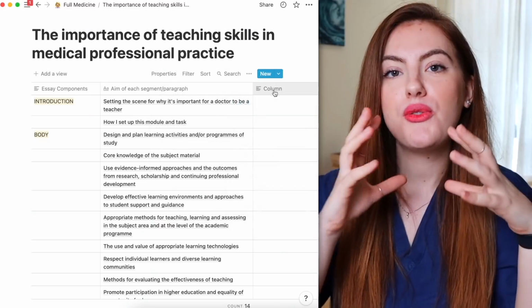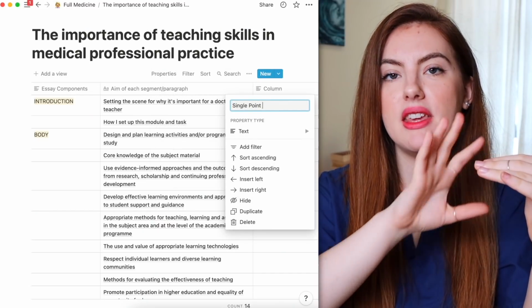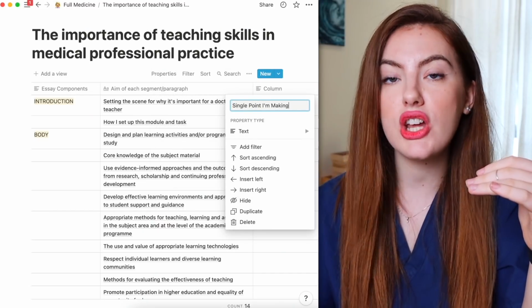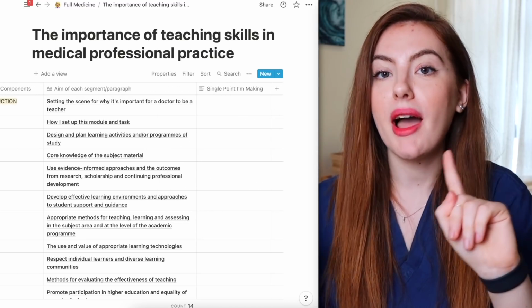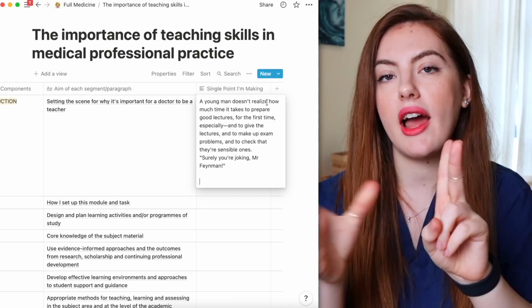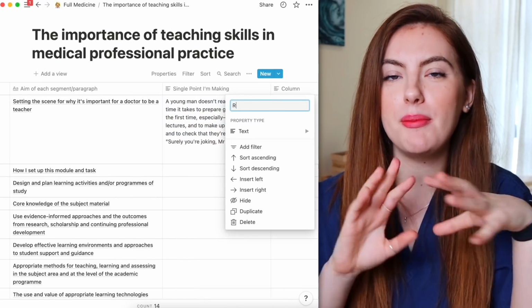So for every single aim, and this can be either the marking criteria or it can be the things that I put in the introduction and conclusion, I am going to make one single argument. And these arguments don't all have to come from my brain. Very often I like using quotes, I like using studies, I like using kind of experiences of my own. So it can be very different things.